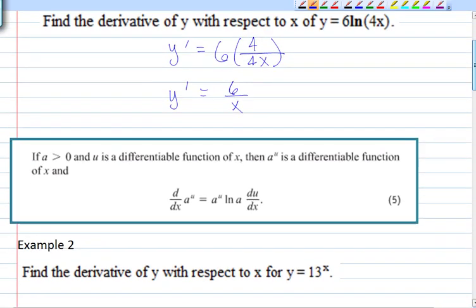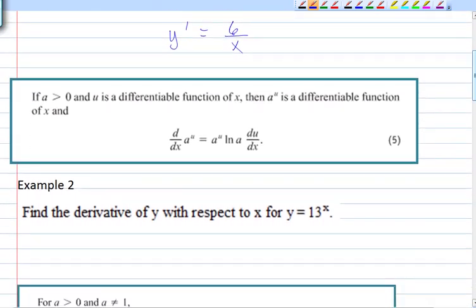Now, what if we don't have a natural log? What if we have a log base a? Well, the derivative with respect to x of e to the x was e to the x, but now if we have a base other than e, it's a to the u, where u is a function of x. It's going to be the exponential expression times the natural log of that base.